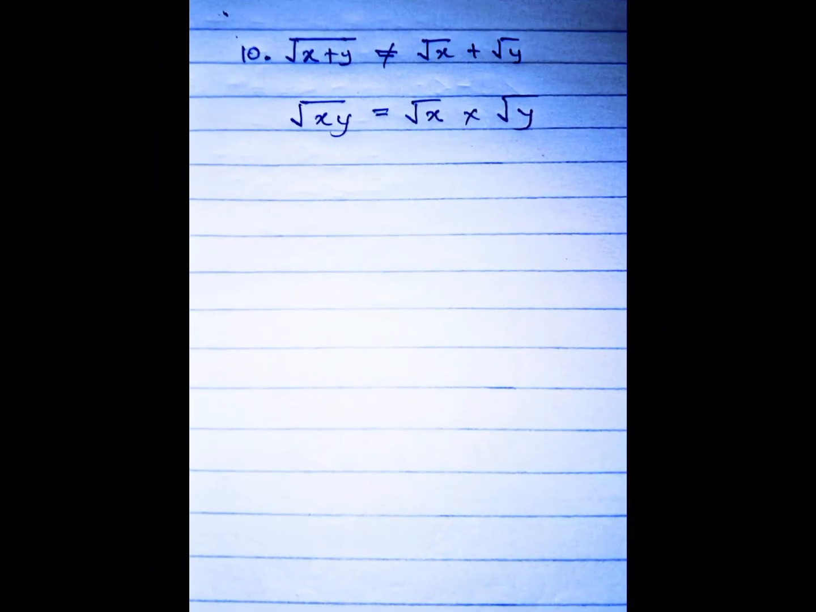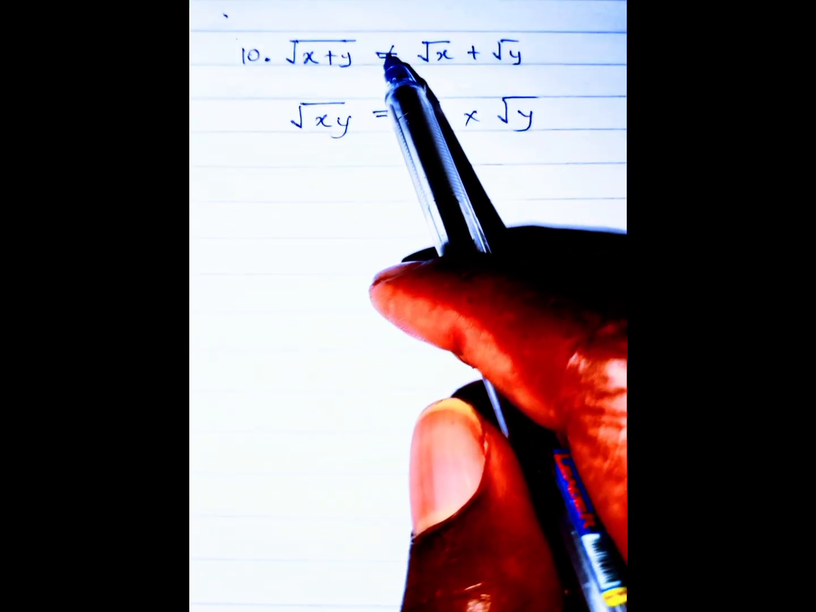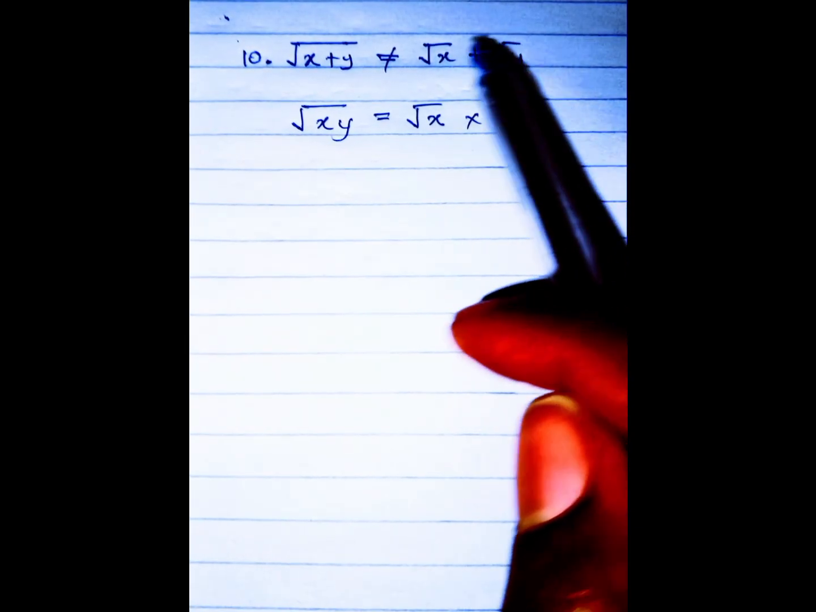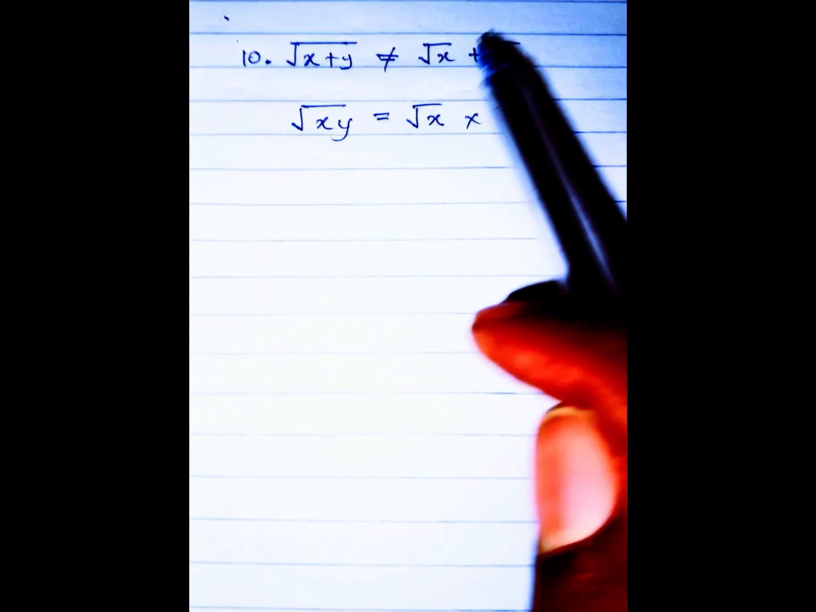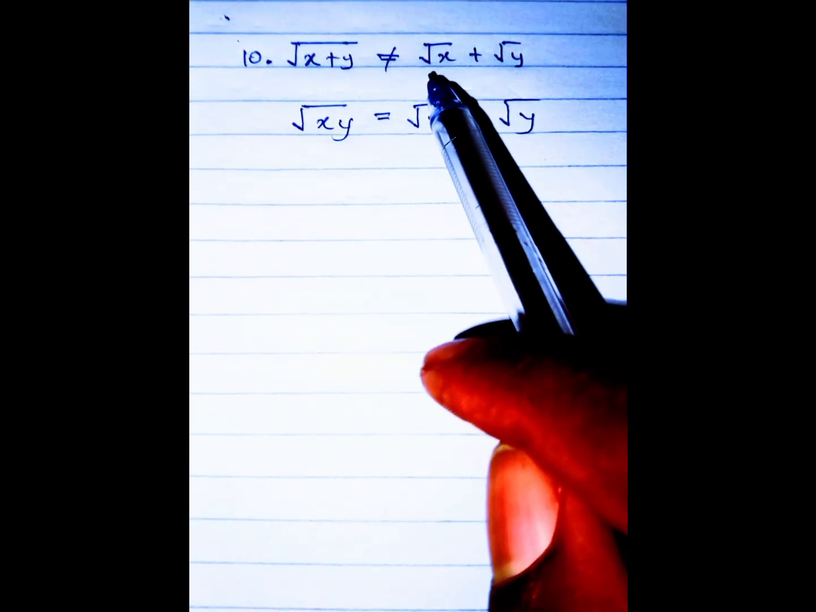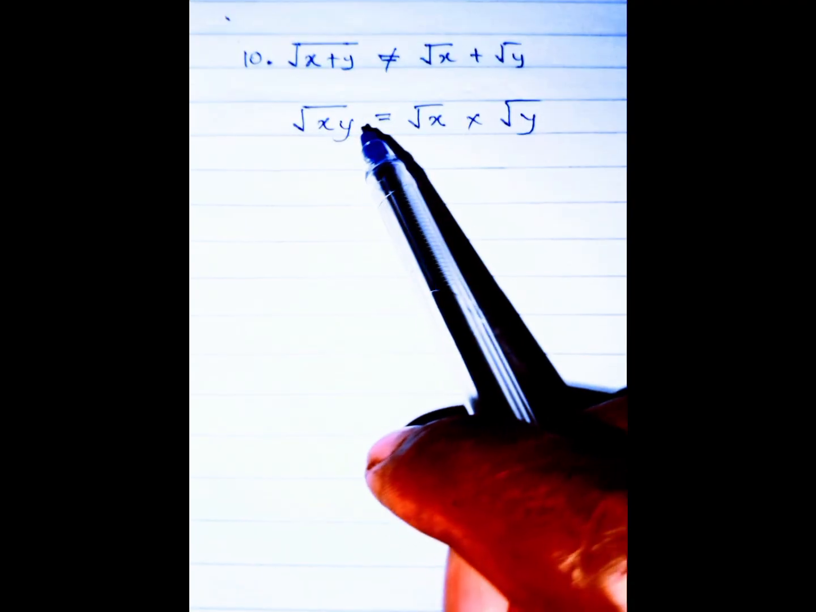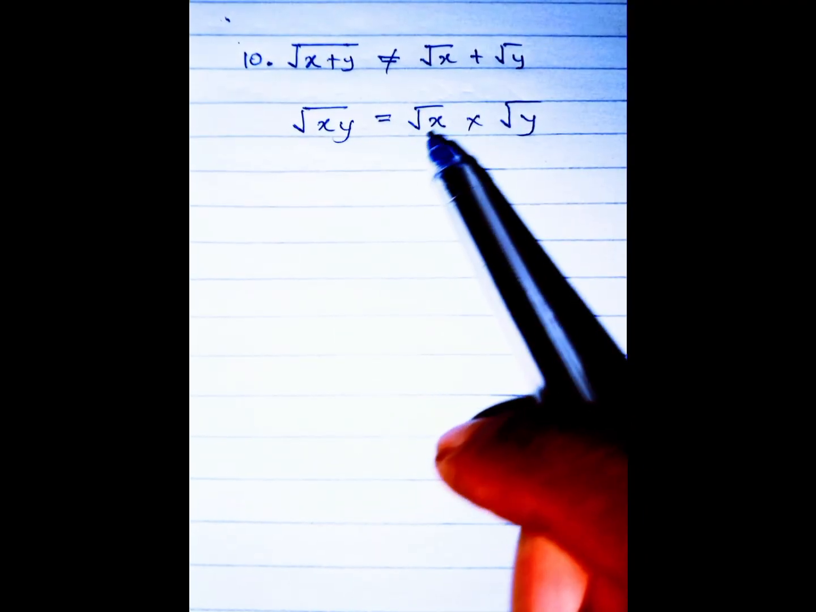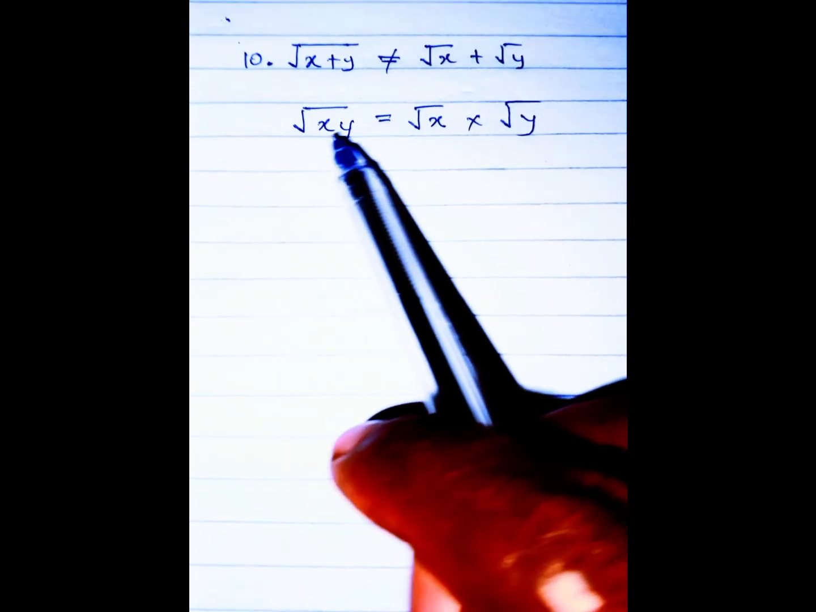So guys, the last on the list is the square root of x plus y is not equal to the square root of x plus the square root of y. This is absolutely not correct. So the only way where you can split these x and y is when you have the square root of x times y is equal to the square root of x times the square root of y. So this is equal to this.